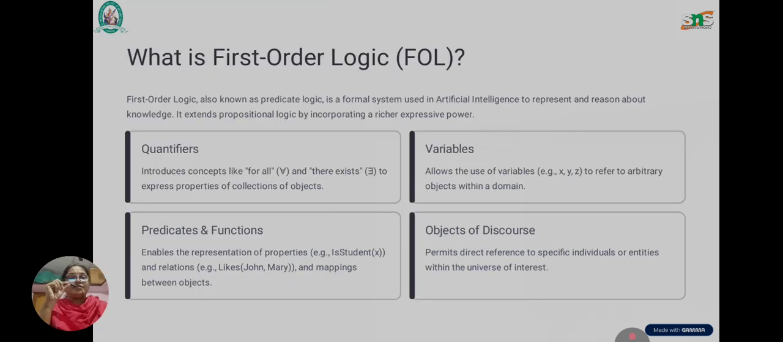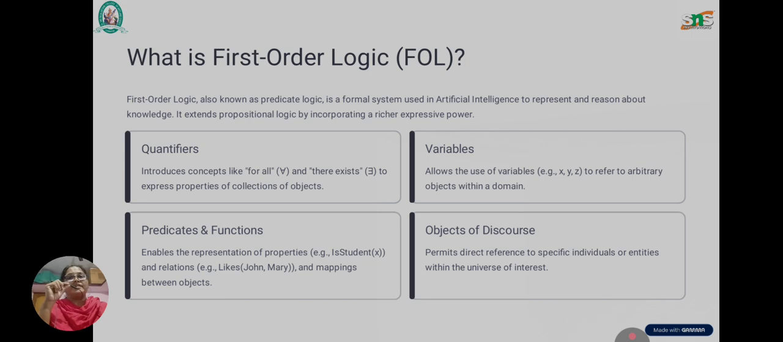So in first order logic, we have a few parameters of the properties in order to represent and reason about the knowledge, and it also extends the propositional logic by incorporating a richer expressive power. So the four basic things in FOL are the quantifiers, variables, predicates and functions. So these are the four important things. So let us see one by one. What are quantifiers? Quantifiers are used to indicate or state something about some of the objects or all the objects which we use.